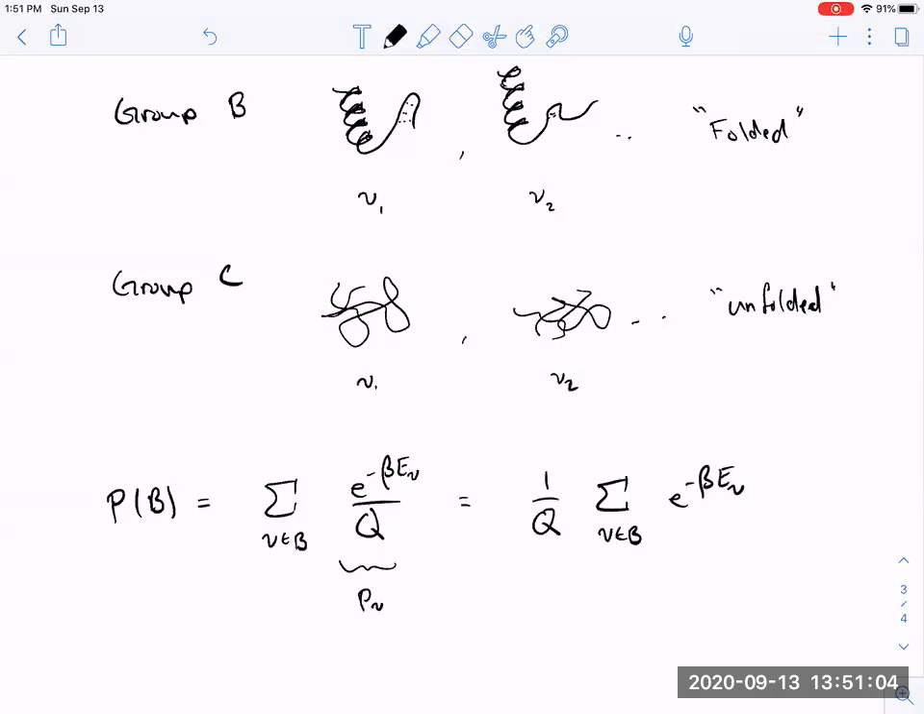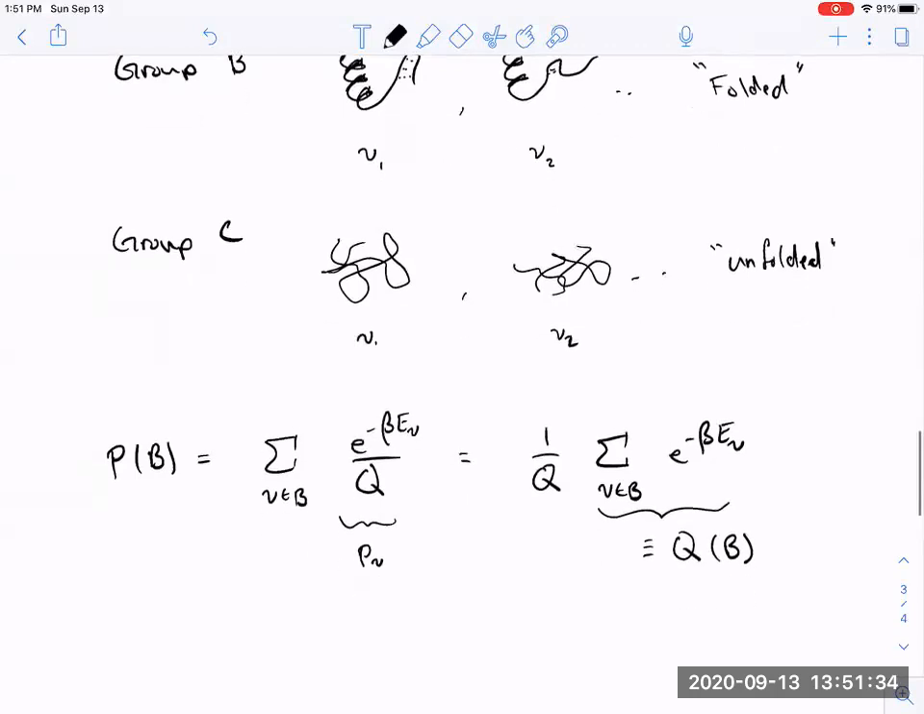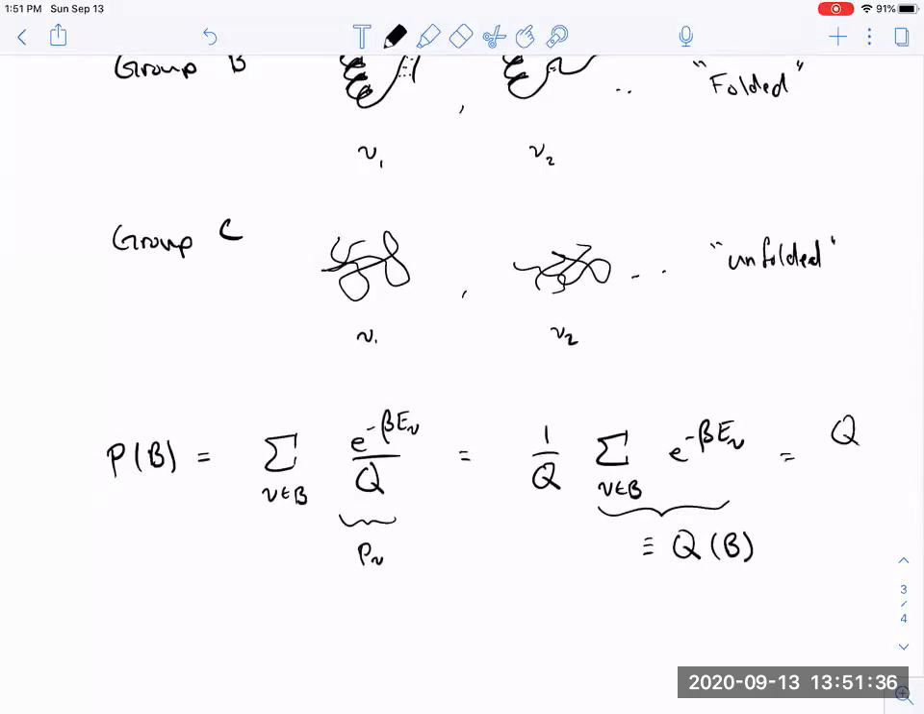Now note the structure of that equation. I have a sum over states weighted by the exponential of minus beta, the energy of that state. That has the same form as the original partition function, the original Q. It would then be reasonable to define this as some partition function for a group of states B. Now if I simplify this, what I found is that the probability of being in B is this ratio of QB over the total Q.